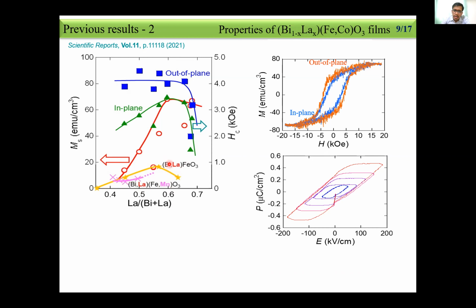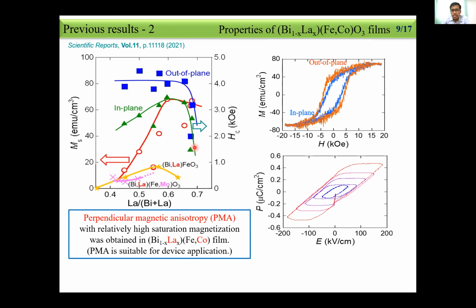Then we substituted only lanthanum. Then you can see the yellow line, still not good. But when we tried the lanthanum and cobalt combination, the properties really improved, and we got our desired property, that is perpendicular magnetic anisotropy. That means not only lanthanum or only cobalt, but both together are really effective to enhance the magnetic property. So these are the hysteresis loop and P hysteresis loop, which give the signature of the enhanced magnetic property.